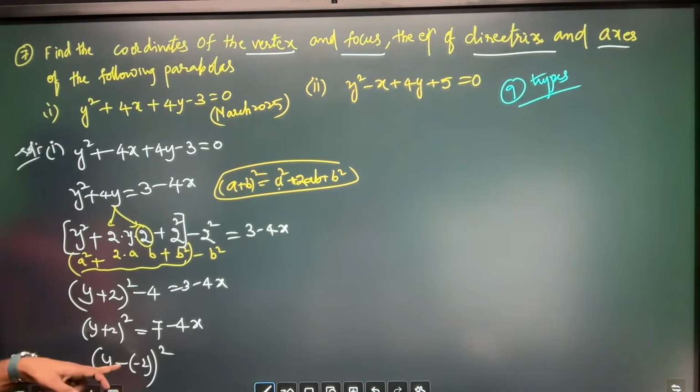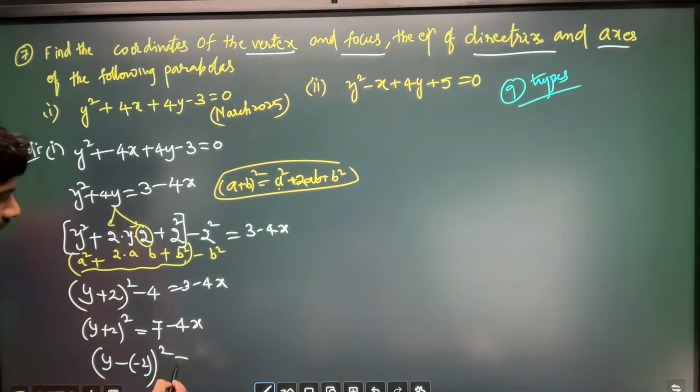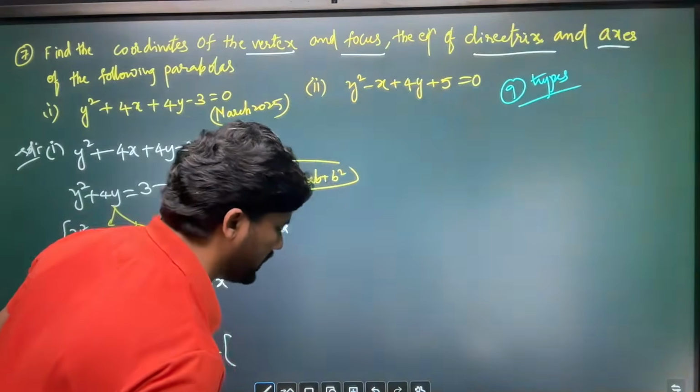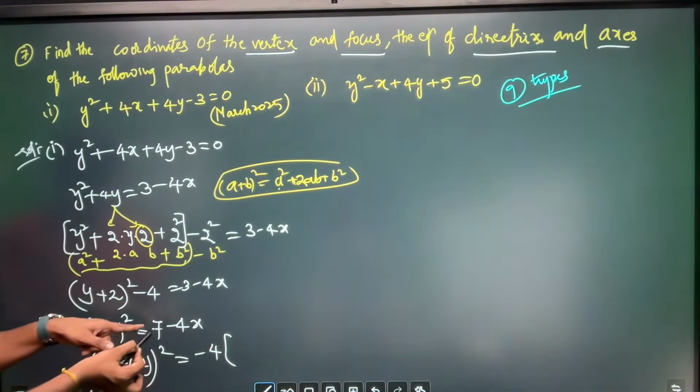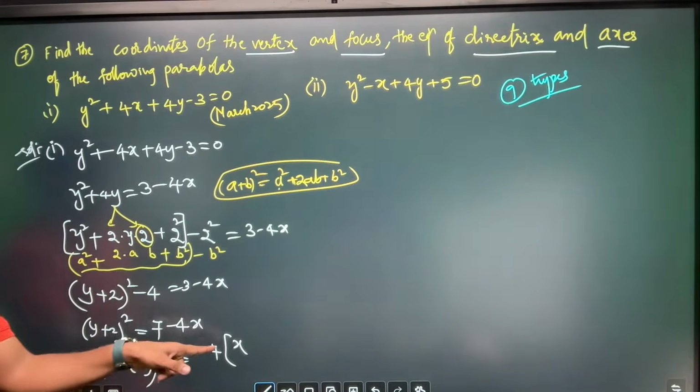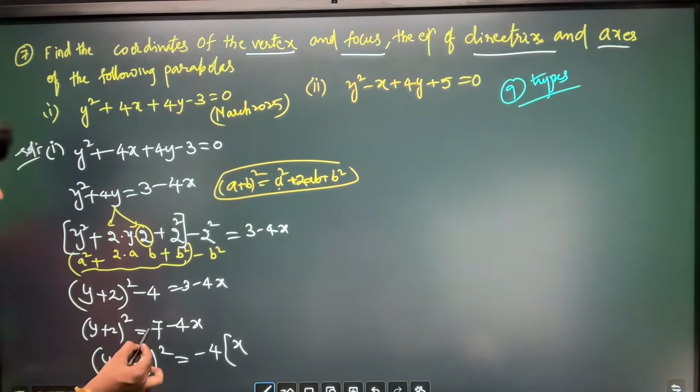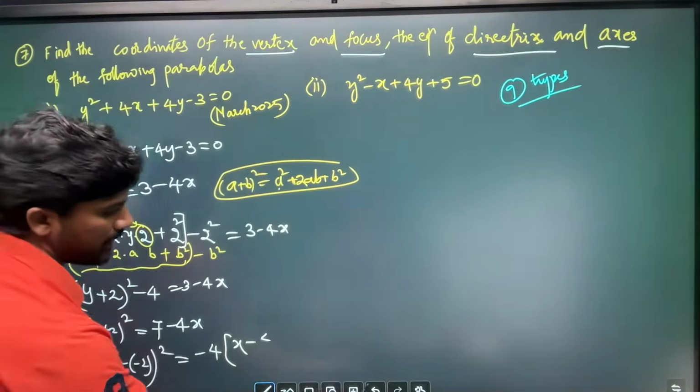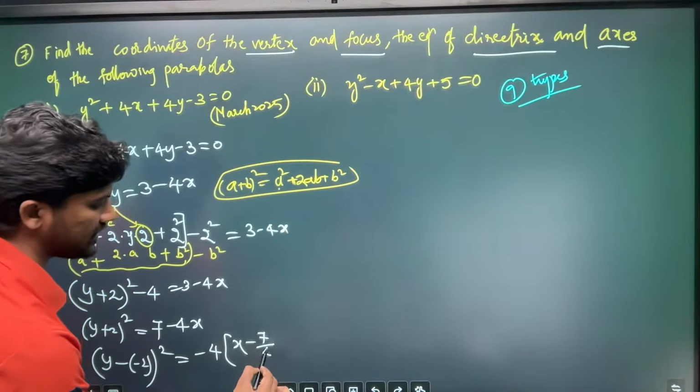Now from RHS, so this LHS value I am writing like this: y plus 2, that plus 2 I am writing as y minus of minus 2, that is equal to, take minus 4 common. Okay, so if we take minus 4 common, what do we get? First the x value comes. From this term if you take minus 4 common, first x will come. From this 7 if you take minus 4, minus 7 by 4 will come.